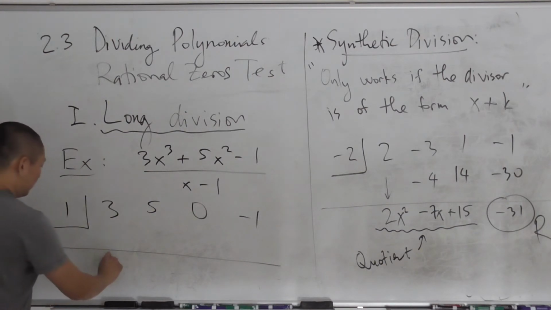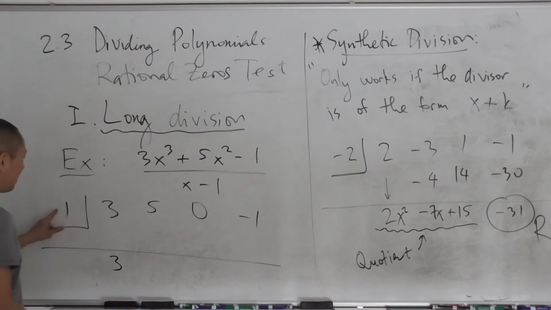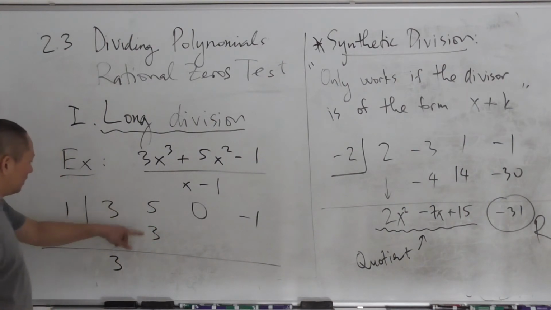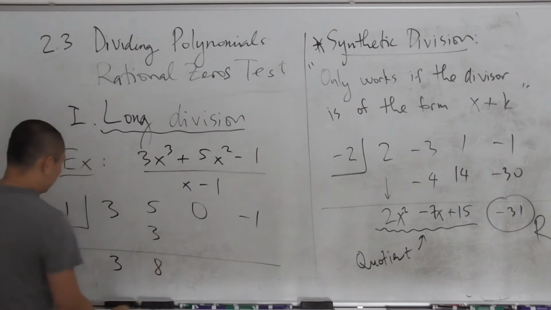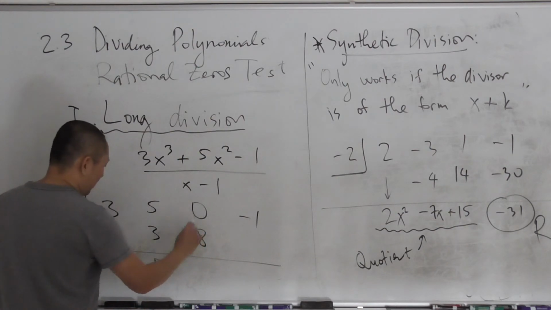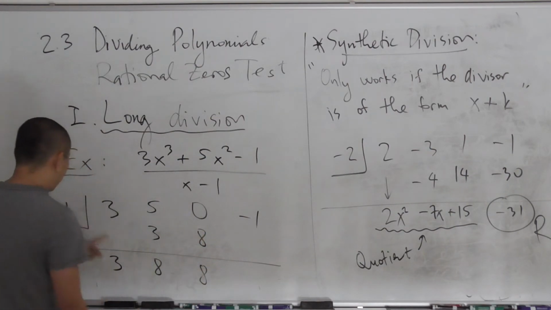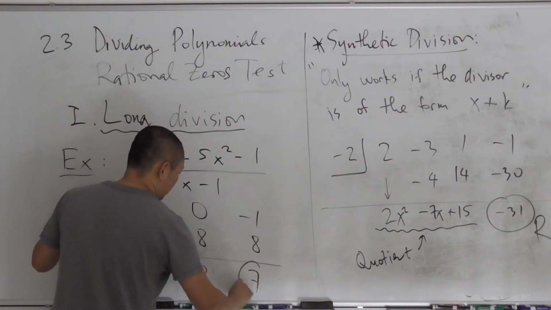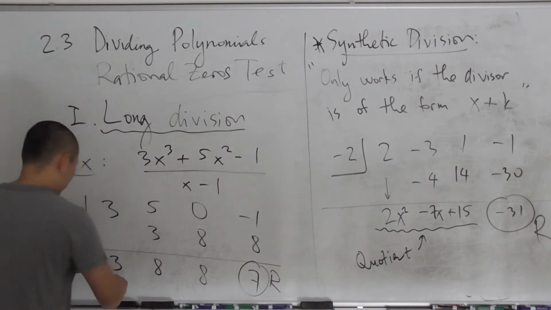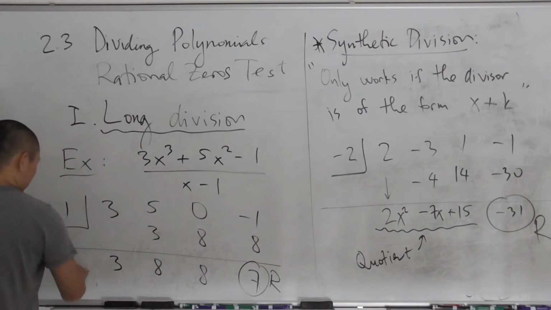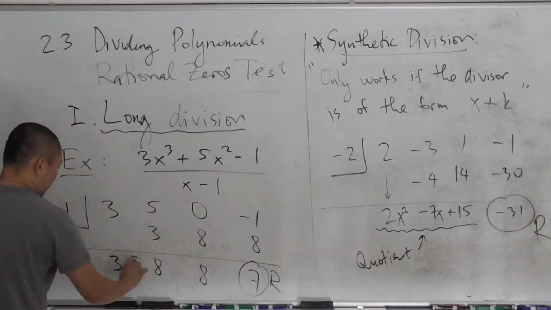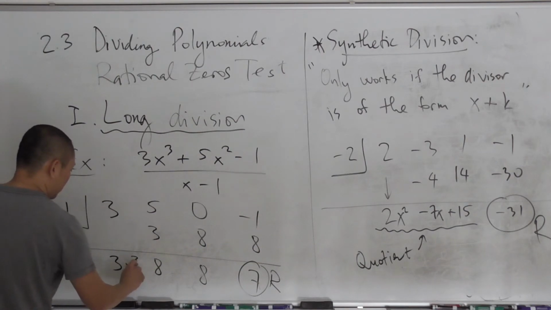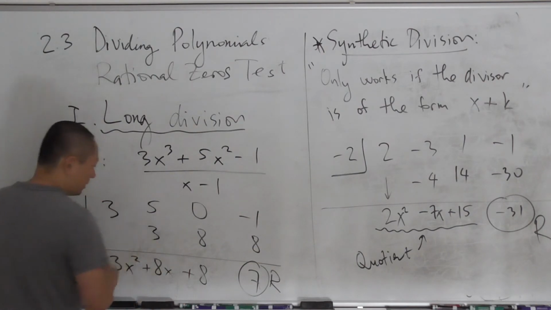Again, the same thing: drop 3 down. 3 times 1 is 3. 3 plus 5 is 8. 8 times 1 is 8. 8 plus 0 is 8. 8 times 1 is 8. Minus 1 is 7. This one is the remainder, and of course, the quotient is 3x squared, I say squared, right? Plus 8x plus 8.